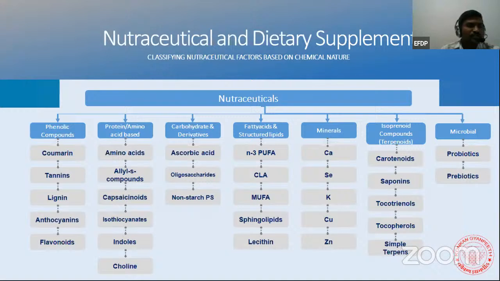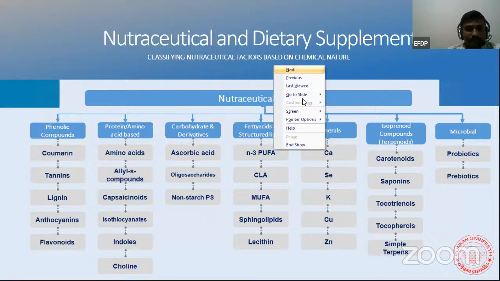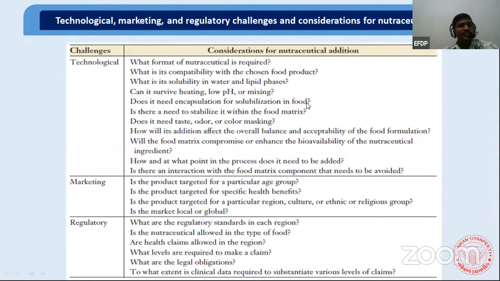Now, for the nutraceutical ingredient, the delivery format and incorporation of the nutraceutical in different functional food types is very important. For example, omega-3 and structural lipids can be delivered in solid or semi-solid form. So we'll go to the next slides, where it is incorporated in the food.